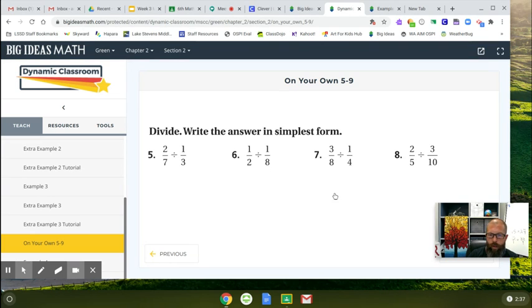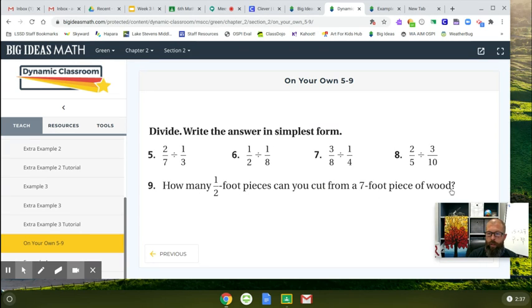All right, now we're back. If you can answer number 9, how many 1/2 foot pieces can you cut out of a 7 foot piece of wood? And show me your work. You can earn a ticket for that too. So show me your work for 5 through 9, and I'll send you a ticket. But here are your answers: 6/7, 4, 1/2, 1 1/3, 14.